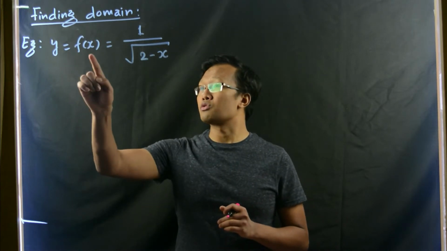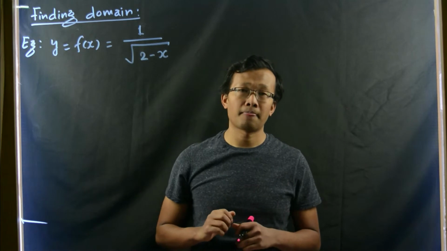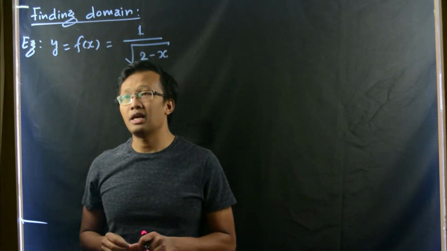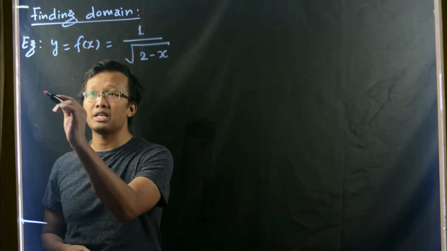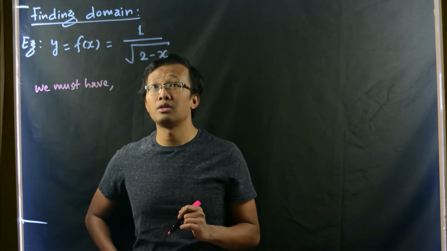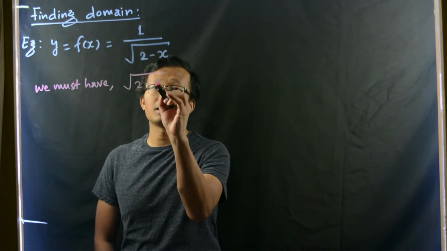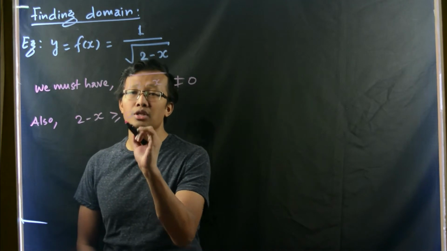Now let's take another example, which is a combination of both quotient function and square root function. y equals f of x equals 1 over root under 2 minus x. Then you can clearly see that by the use of quotient function, we know that this denominator must not be equal to 0. Denominator 2 minus x must not be 0. Also 2 minus x must be greater than or equal to 0.